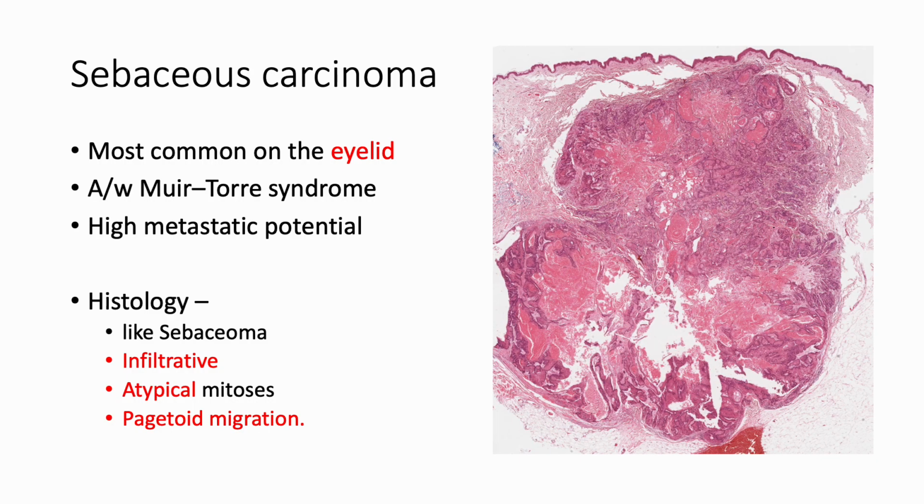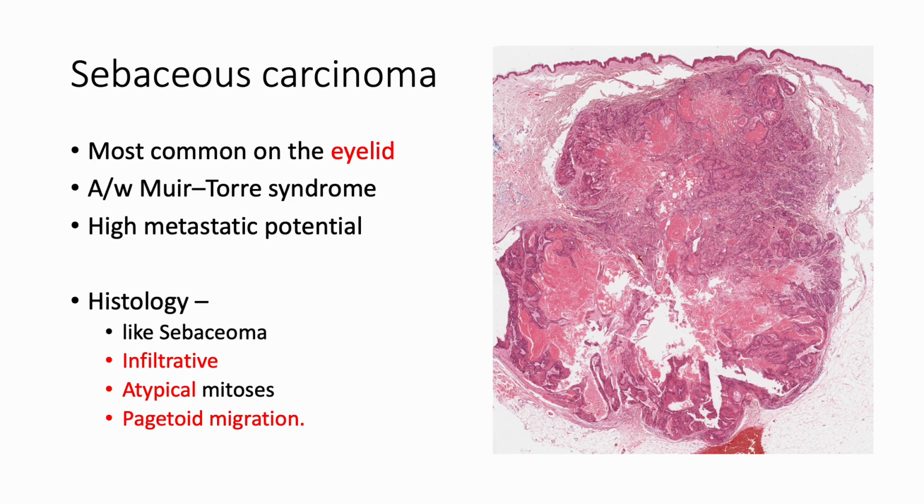Okay, we finished the basal cell carcinoma part. Let's move on to one of the common adnexal carcinomas, which is sebaceous carcinoma. Sebaceous carcinoma is most commonly located in the eyelid. So whenever you receive a skin tumor around the eyelid, you should put sebaceous carcinoma in your differential diagnosis, even without looking at the slides. It is associated with Muir-Torre syndrome. I hope you still remember from our previous lecture.